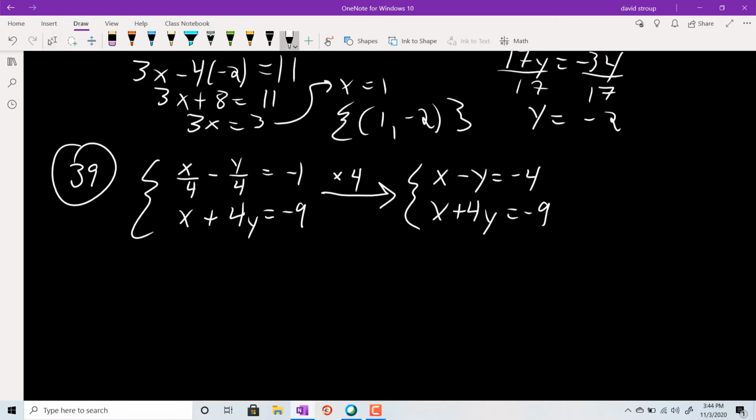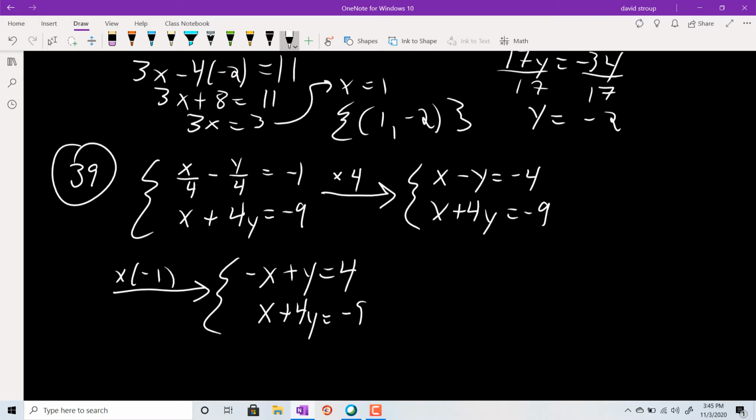All right, I'm going to do a cancellation because it looks like the x's are real easy to get rid of. So I'm going to multiply my first equation by -1. So I'll have negative x plus y is 4. And so I have x plus 4y equals -9 on the other guy. And then if we add these guys up, we'll have 5y equals, I think that's a 9, right? So -5, so y equals -1.